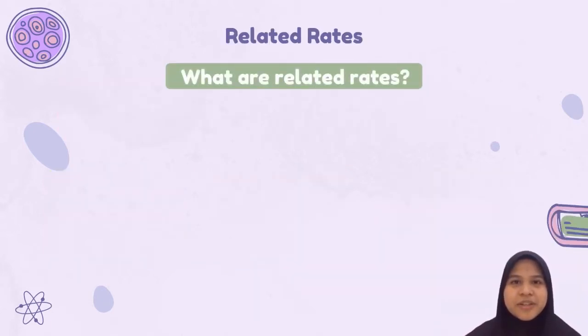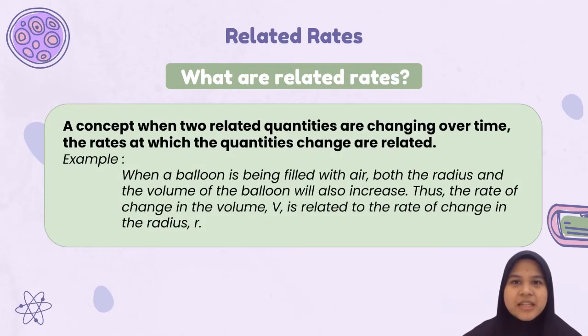What are related rates? Related rates is a concept where, when two related quantities are changing over time, the rates at which the quantities change are related. For example, when a balloon is being filled with air, both the radius and the volume of the balloon will increase. Thus, the rate of change in the volume is related to the rate of change in the radius.